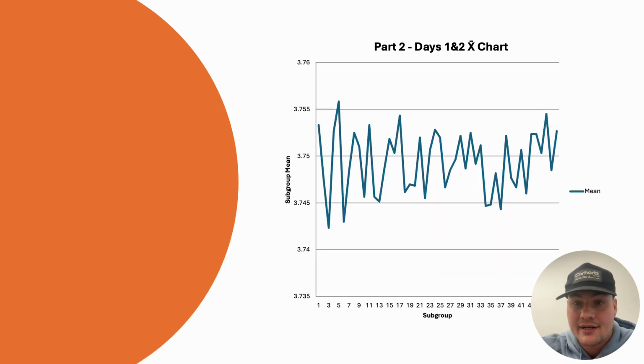Here is the combined X-bar chart. You need to pay attention to many things and take into consideration: is the process stable? Were the averages bouncing around a lot? Do they look like they're consistent? What could this mean? What could have actually made the process worse?